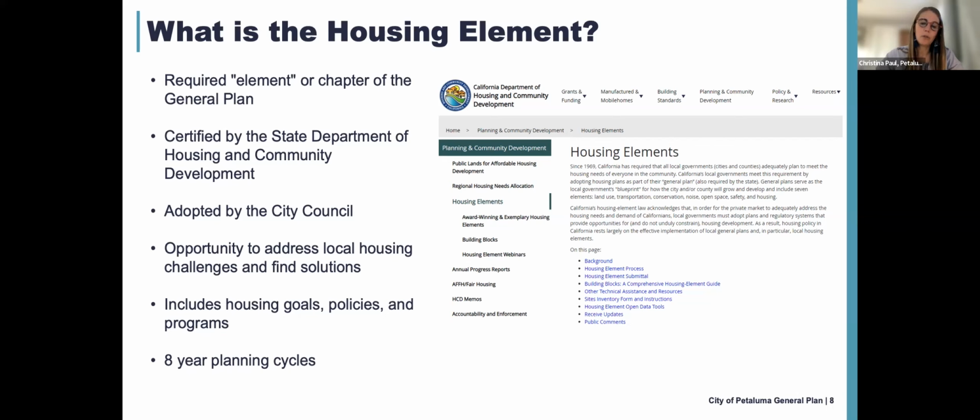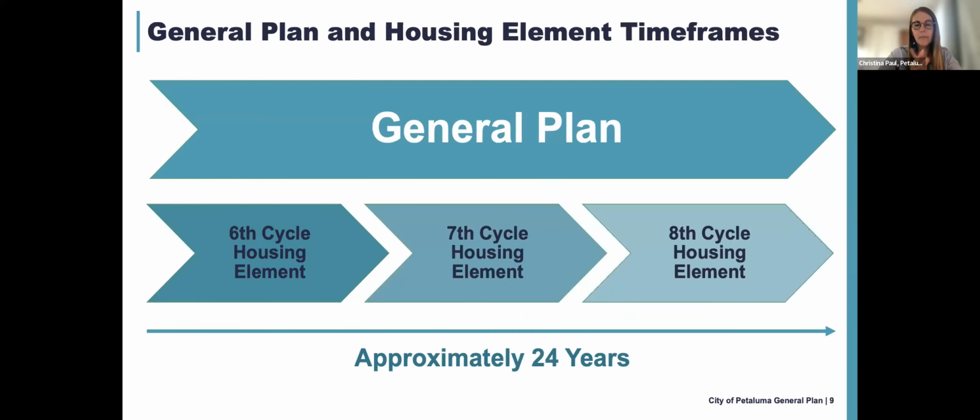What I'm going to point out in this slide is that while we're on this 8-year time frame and we are updating our current housing element, we are also, as part of the general plan process, thinking on a longer term time frame about what we want to see in terms of housing in our city over the next 20 to 30 years. So for example, if we have a general plan that lasts about 24 years, we'd see 3 housing elements during that time.